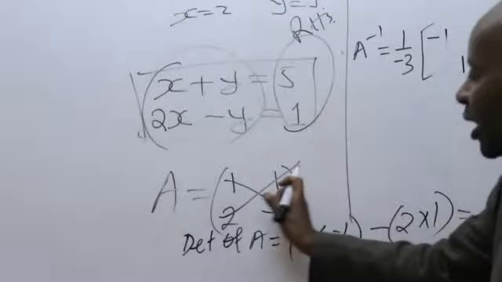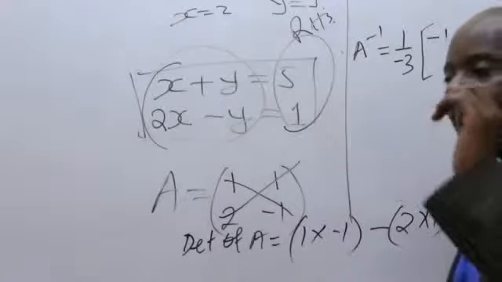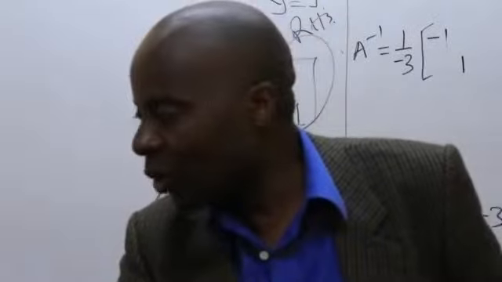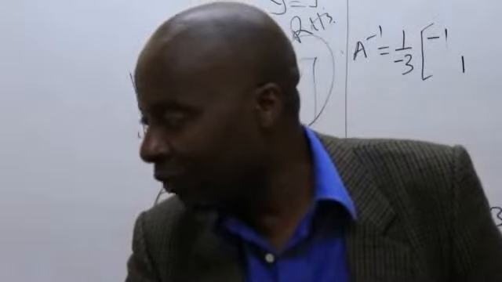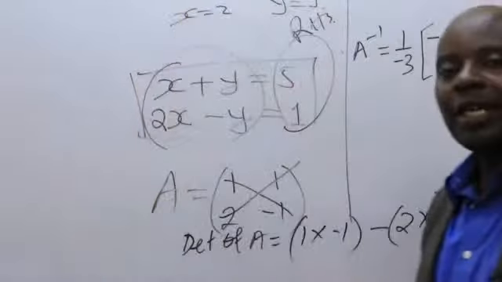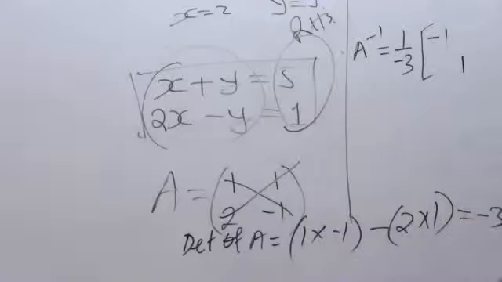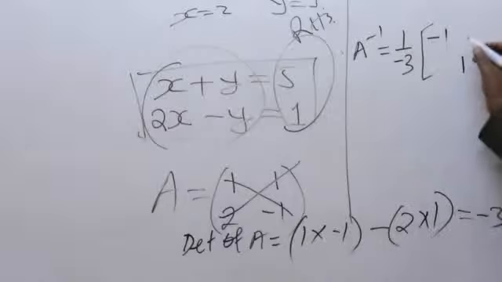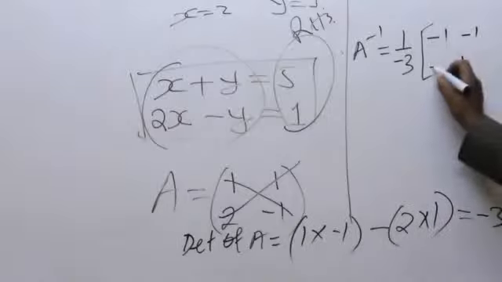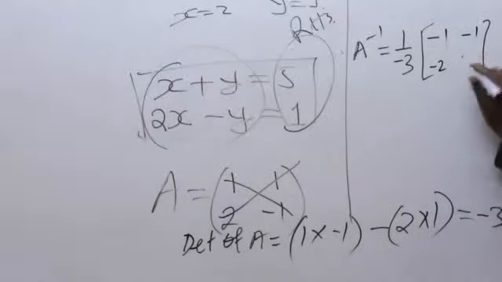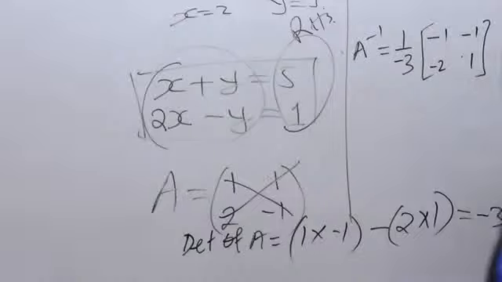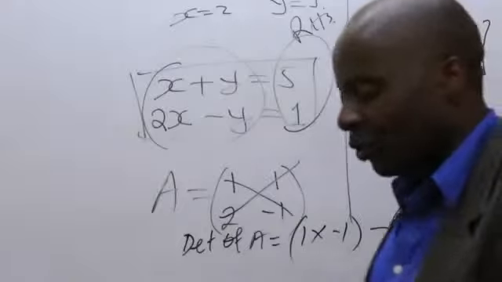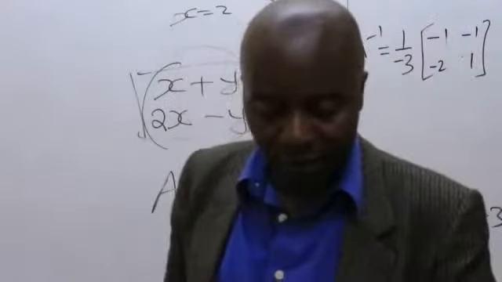And then we have the secondaries, we leave them where they are, but we change their signs. What have we said about secondary? Secondary, we shall leave them where they are, but change their signs. So both of them were positives, so here both of them will be negatives. Now, ladies and gentlemen, that is our inverse of matrix A, the inverse of the base matrix.